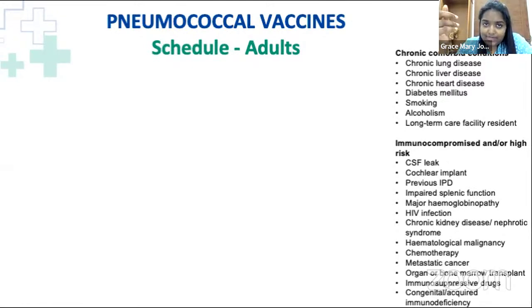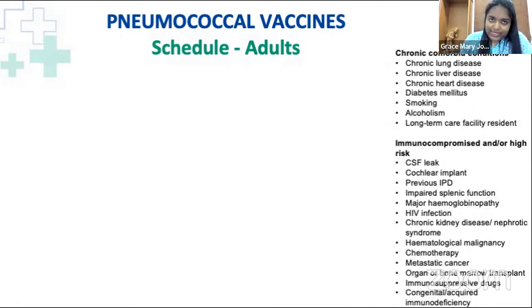Anyone can take the vaccine, but the active group that we would want to take it are the people with chronic comorbid conditions like lung, heart, liver disease, diabetes, smoking, alcoholism, long-term care facility residents. All these are under the comorbid group, and those who are immunocompromised, those who do not have a spleen, those who have a CSF leak or cochlear implant, people who are immunosuppressed, who have had an organ transplant.